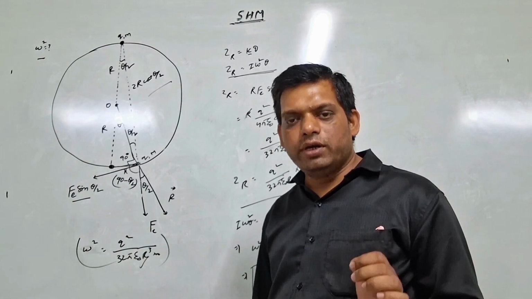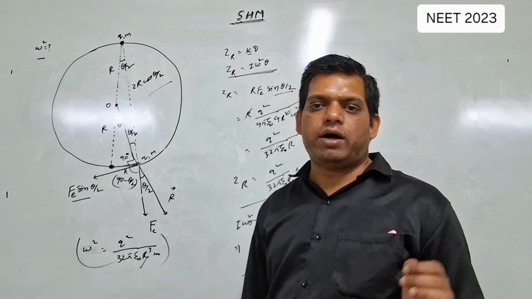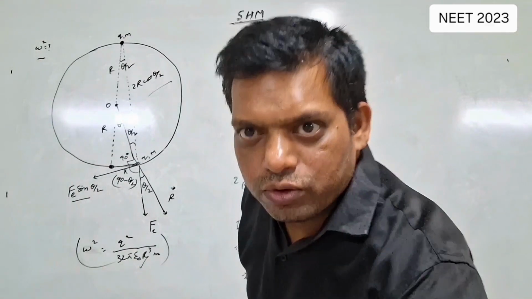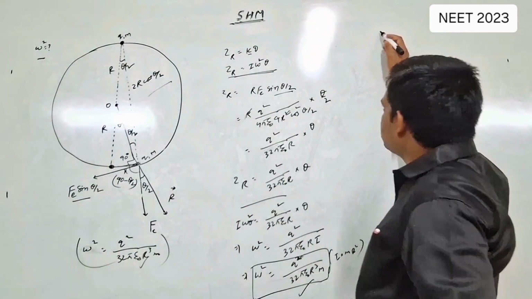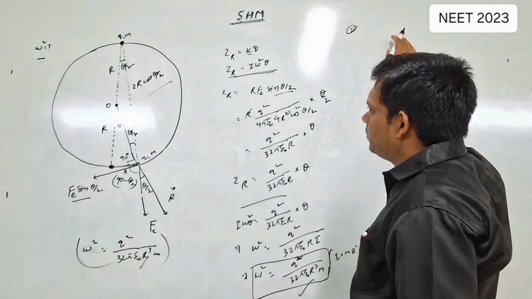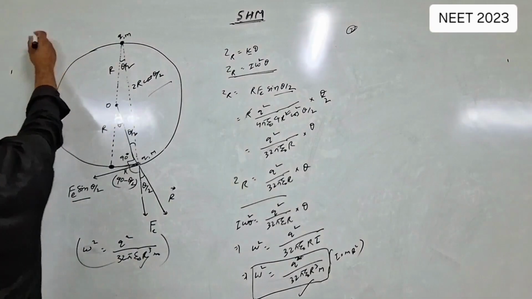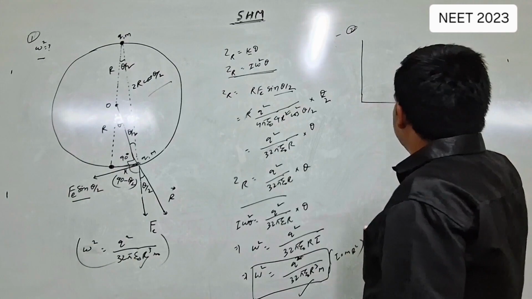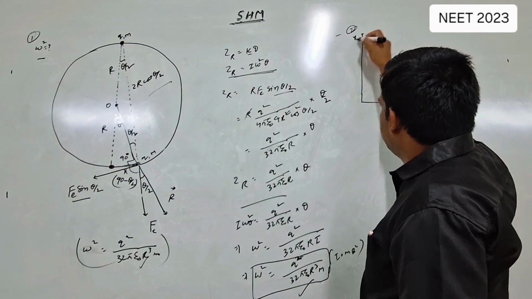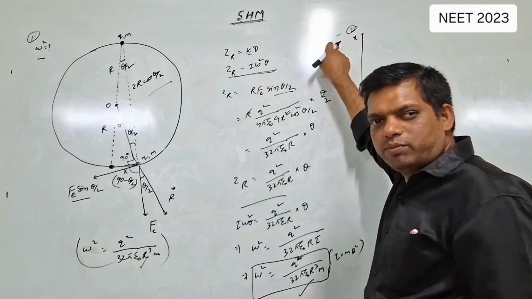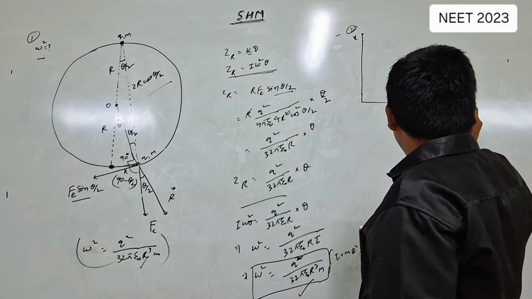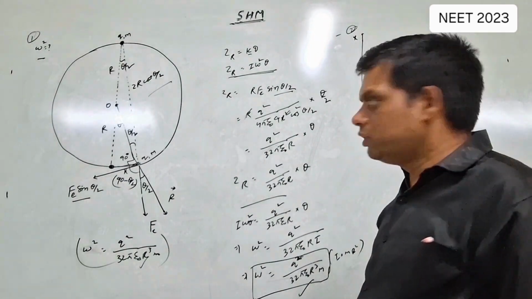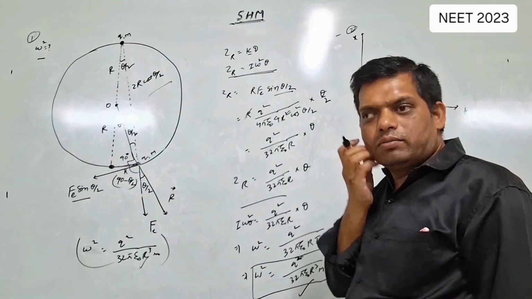Now we will take another question. This question was asked in NEET 2023. This was question number 1, and this is question number 2. The question was that the graph is given of the displacement of the body against the time. The body moves in SHM.